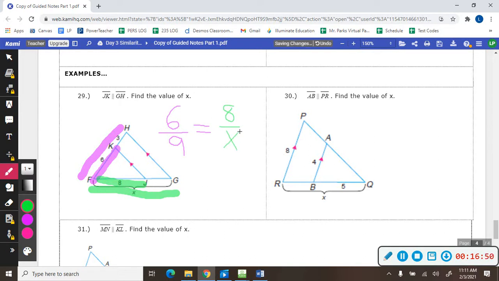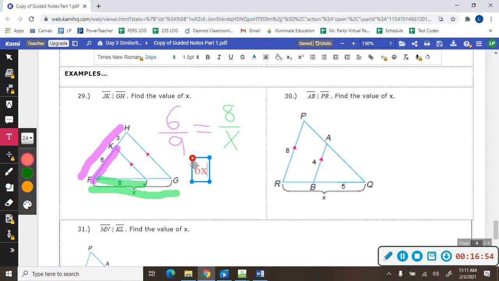Here I cross multiply, and I get 6x is equal to 9 times 8, 72. I take 72 divided by 6, and I get 12. So I just found that x is 12.